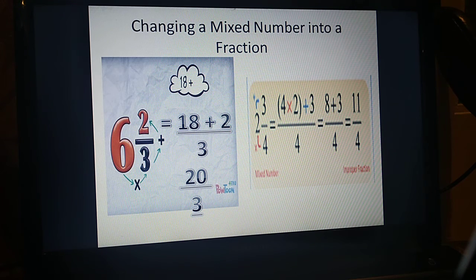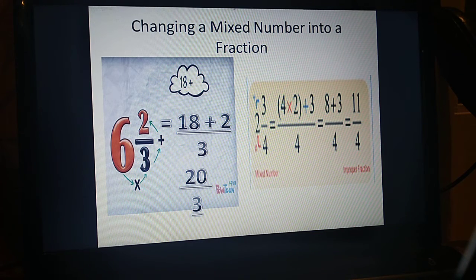Now, this mixed number on your left, yes, the orange and black one, 6 and 2 out of 3, can be changed into an improper fraction by multiplying 6 by 3, then adding 2. That means 18 plus 2 all divided by 3. 20 out of 3 is the fraction we need.